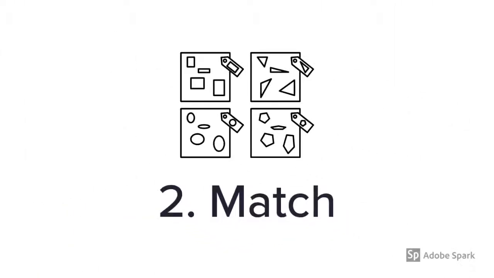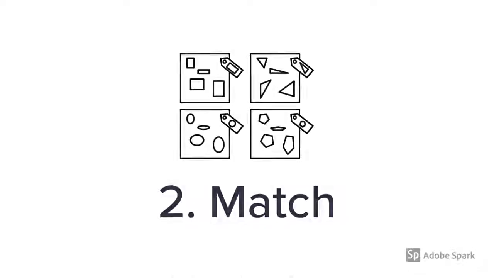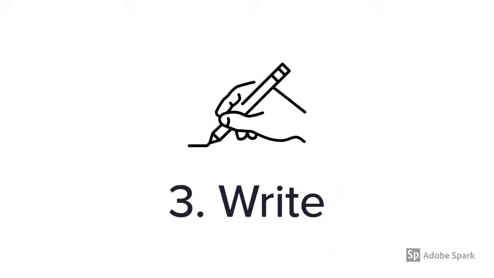Number 2, match. Again, for me, that's it. But you might want to stretch that out a little bit. You might say, number 2, match. Look at the answer paper and try to match the picture and word from the answer paper to the picture and word from the mind map. Number 3, write. Write down the word from the answer paper in a node on your mind map.